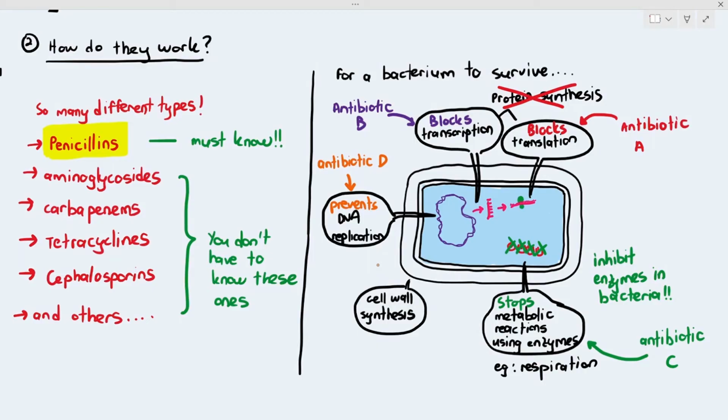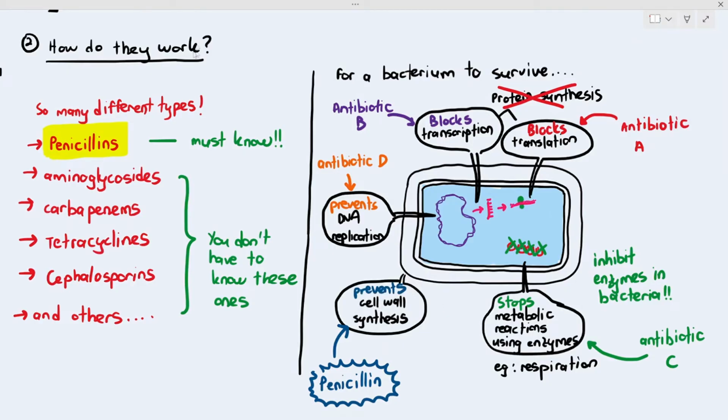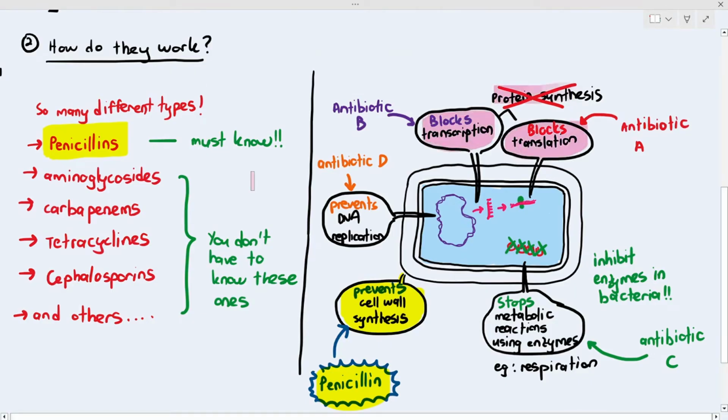I'm just telling you that different types of antibiotics can affect different parts of the bacteria. But what I want you to know, however, is penicillin, because penicillin is a particular type of antibiotic that can prevent cell wall synthesis. You might be thinking, how does preventing cell wall synthesis kill the bacteria? We will talk about that in a while.